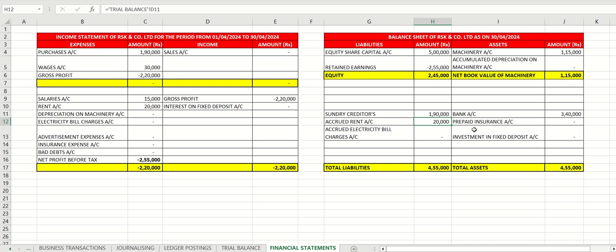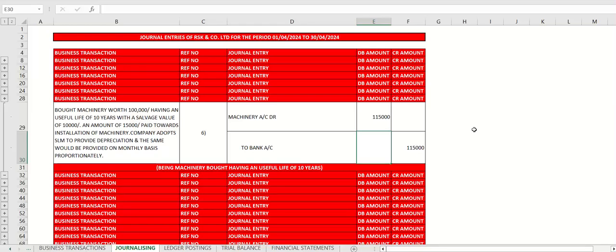Now let's move to the same business transaction, and I'll explain how this depreciation is supposed to be computed. See, it is clearly stated that the company adopts the straight line method to provide depreciation, and the same would be provided on a monthly basis proportionately. So what is the useful life of the machinery? 10 years. What is the salvage value? Which is 10,000. So what is the total cost of the machinery? 1,15,000.